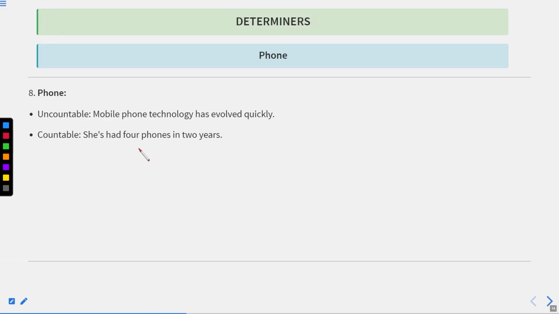Now phone. "Mobile phone technology has evolved quickly." In this we have talked about the technology of the mobile phone. But in the next sentence, "She has had 4 phones in 2 years." So she has had 4 phones, which means we can count these. So they're countable, and we are talking about phones only.